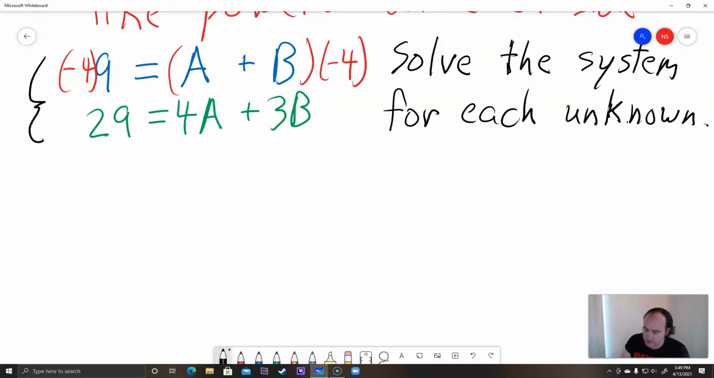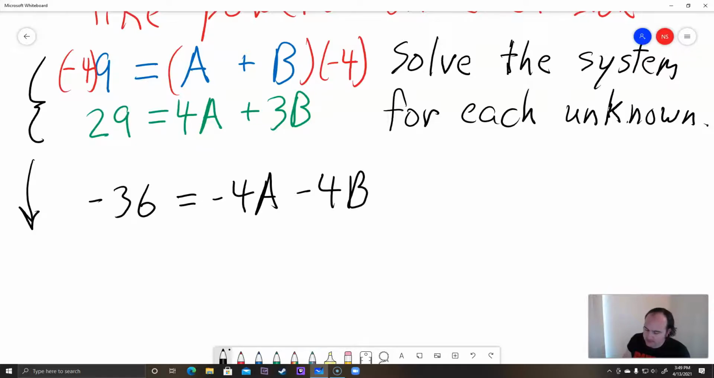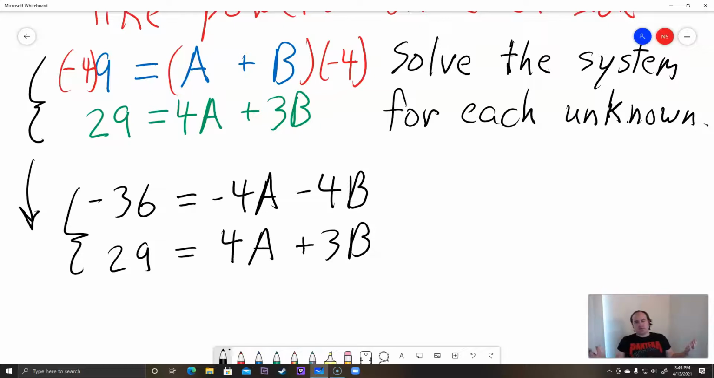So my system of equations is now going to become, well, we have -4 times 9 is -36. So we have -36 equals -4a minus 4b. And then the bottom equation hasn't changed. So the bottom equation is still 29 equals 4a plus 3b. And I just multiplied both sides by -4 because I arbitrarily decided I wanted to cancel out the a's. But you could have also multiplied both sides by -3 if you wanted to cancel out the b's instead.